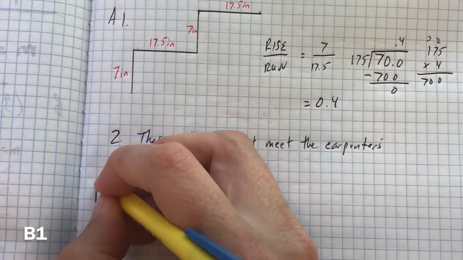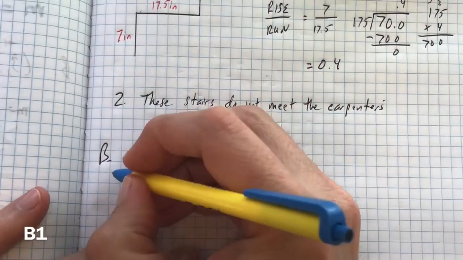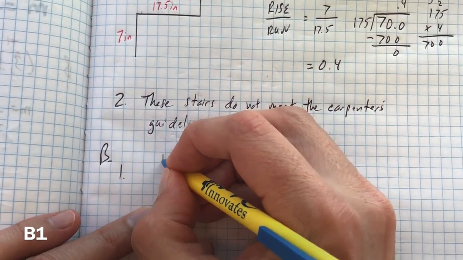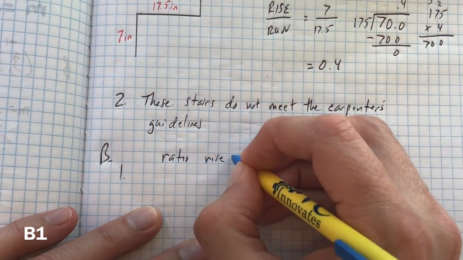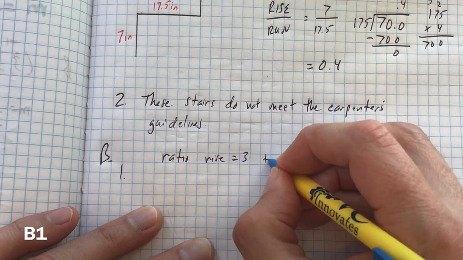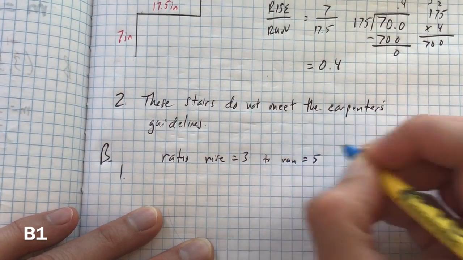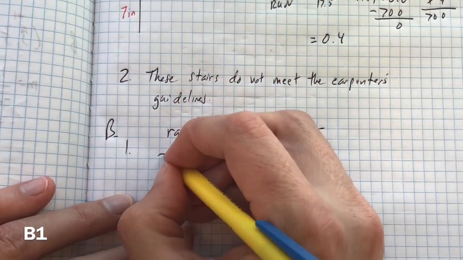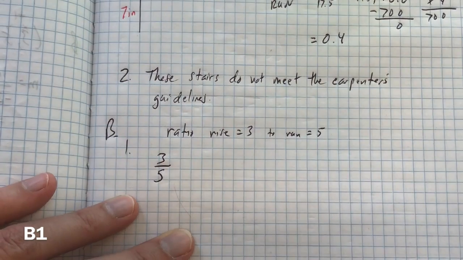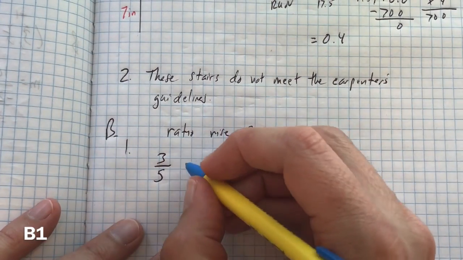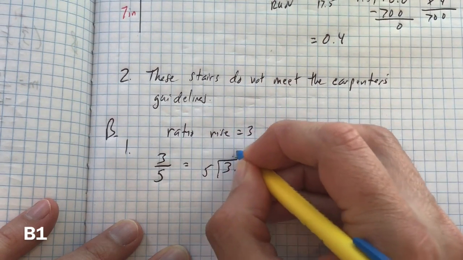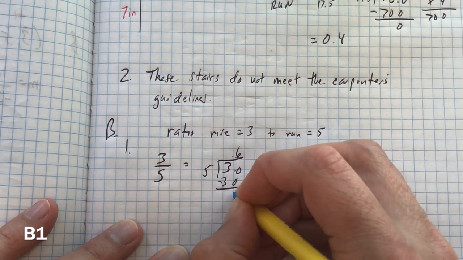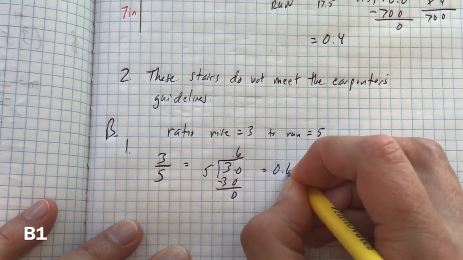So B, they say we have a ratio of rise equals 3 to run equals 5. So that means we would have a 3 to 5. And if I do that division, it's going to be 3 divided by 5. Decimal point comes in, this one here. Look at that. We get a 0.6.